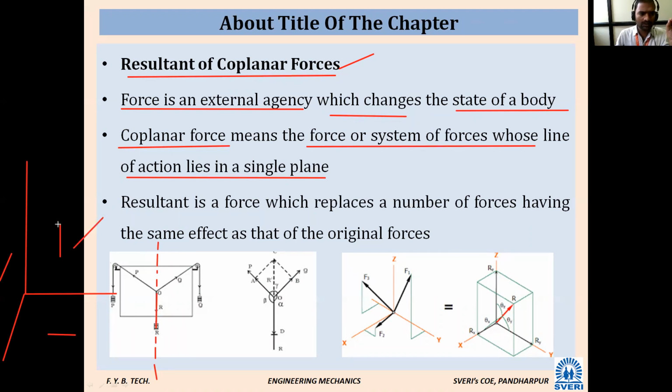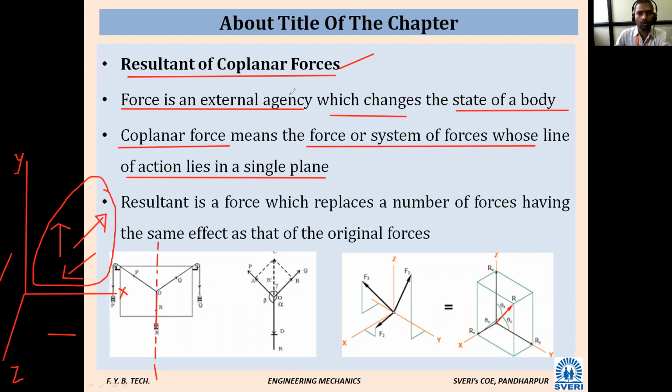Next, coplanar forces means different types of forces which are lying in the same plane. So this is one force, this is one more force, and this is one more force. In which plane are they lying? These are lying in the xy plane. This is the y axis, this is the x axis, and this is the z axis. So this is the xy plane, and all these F1, F2, F3 are lying only in the xy plane.